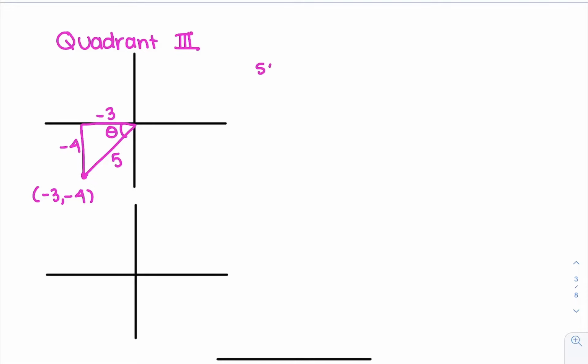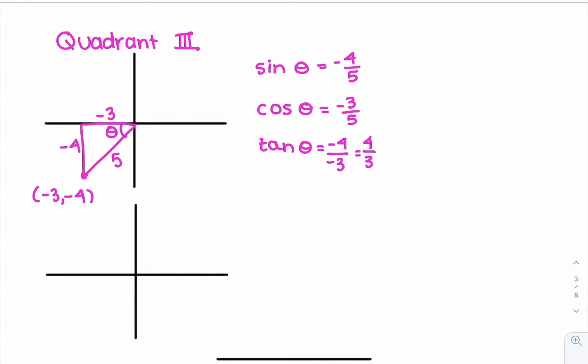So let's figure out sine, cosine, and tangent. As usual, sine's opposite over hypotenuse. So we have negative 4 over 5. Cosine is adjacent over hypotenuse, so negative 3 over 5. Tangent is opposite over adjacent. So negative 4 over negative 3, which turns into positive 4 over 3.